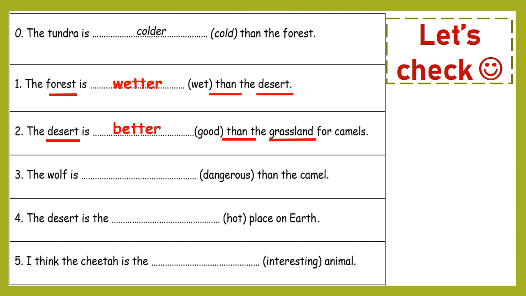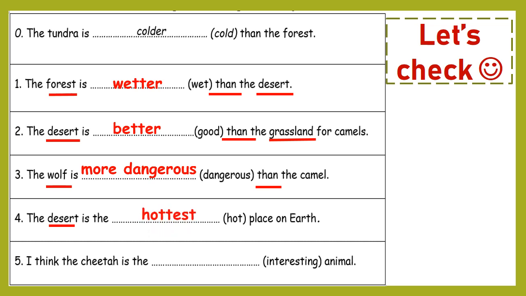Number 3, we compare the wolf and the camel. So these are two things, but remember, dangerous is a long adjective, so we use more dangerous. Number 4, we don't compare two things anymore, right? So we must use the superlative. The desert is the hottest place on earth.